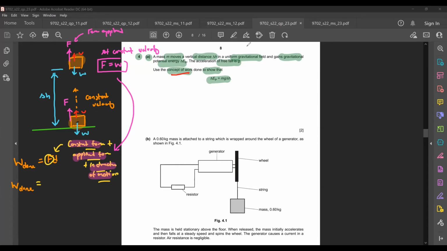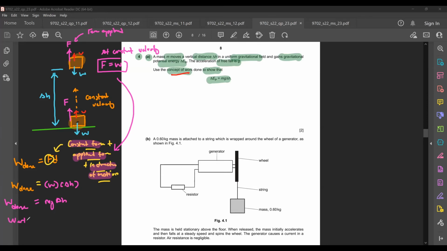So your force applied is actually your weight W. Your distance moved is actually delta H. So this will in turn become mg delta H. Okay. Work done is actually mg delta H. So there will probably be a statement that you would have to write.